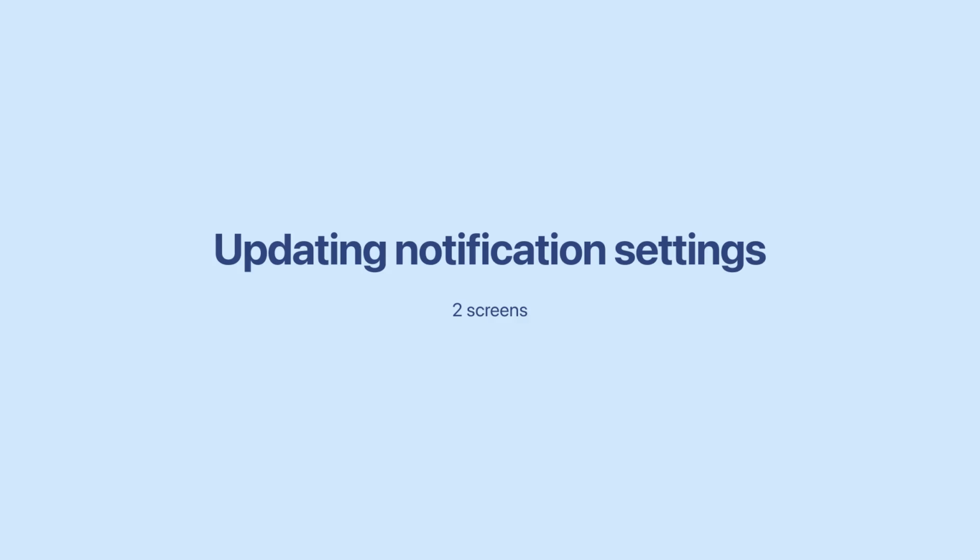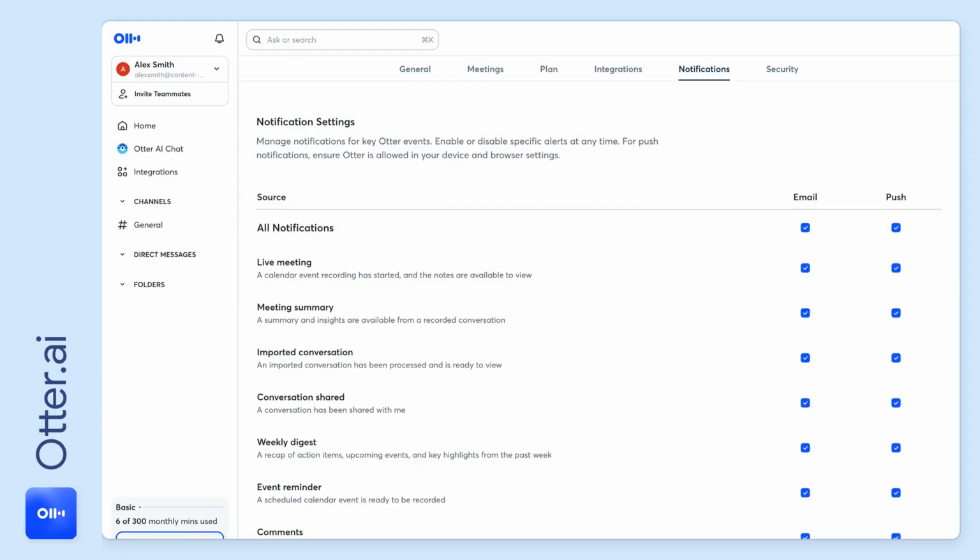The next feature we'll cover is updating notification settings. Disable live meeting email notifications. Then, email notifications for meetings are off.